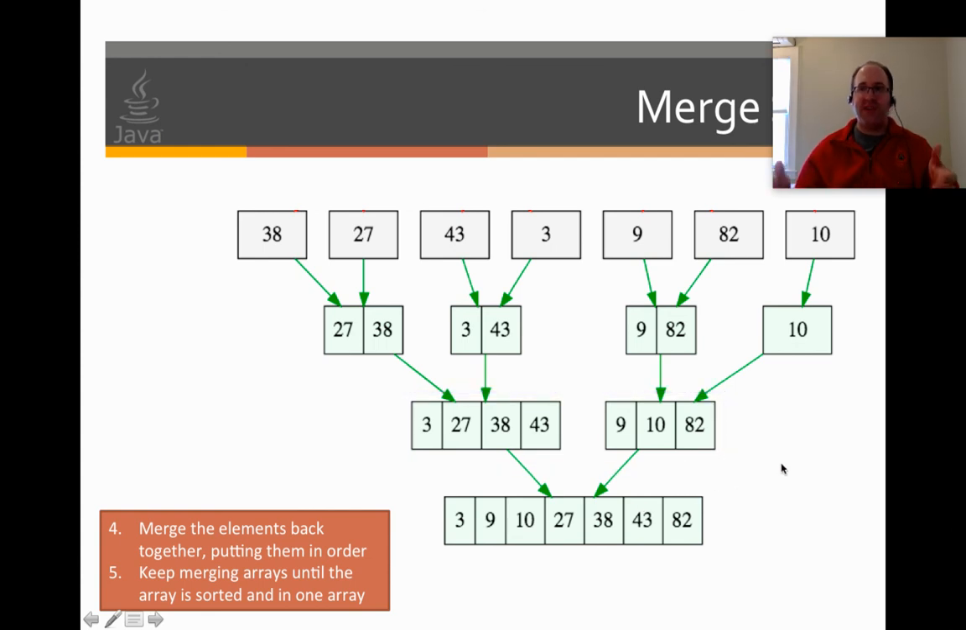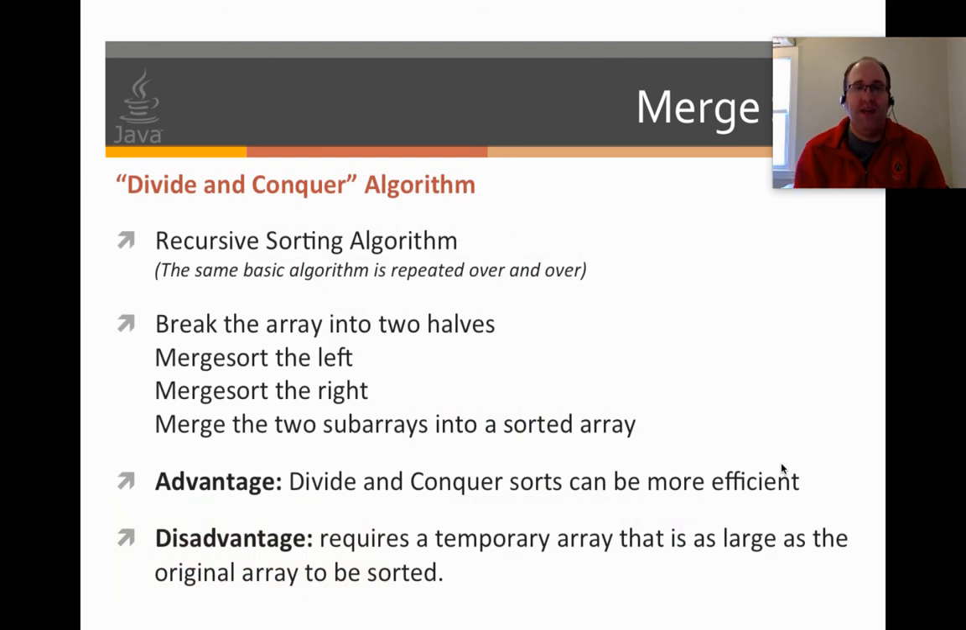Okay, so we basically have taken this one array, we broke it into its individual elements, and then slowly started to put it back together in its right order. We're going to break and we're going to merge it back together. That's why they call it a merge sort. This is what we call a divide and conquer algorithm. This is really important. Anytime they talk about a divide and conquer algorithm, divide and conquer algorithms are always more efficient than any other algorithm. This is what we call a recursive sorting algorithm.